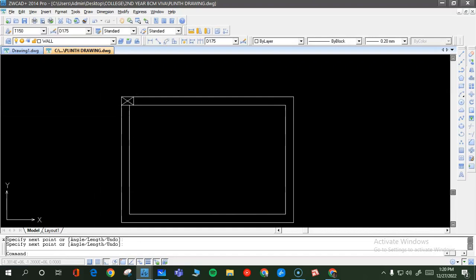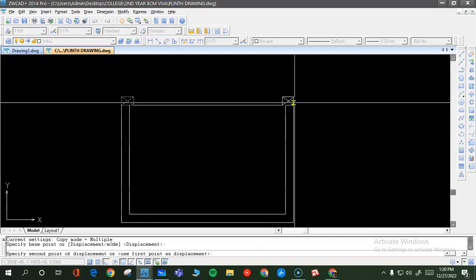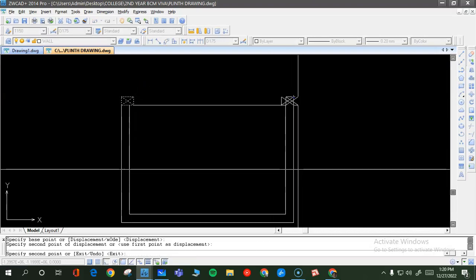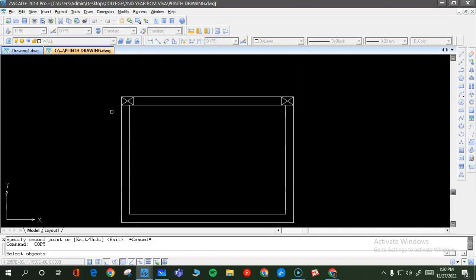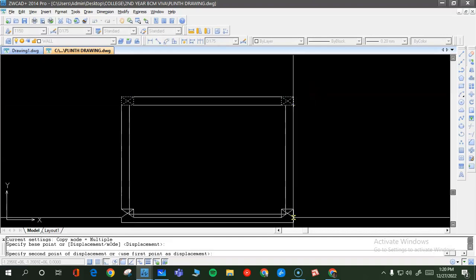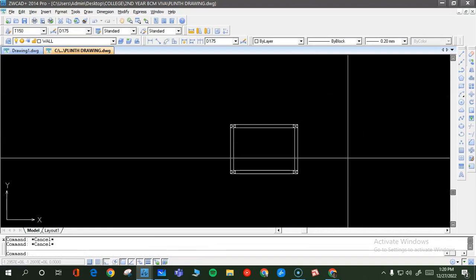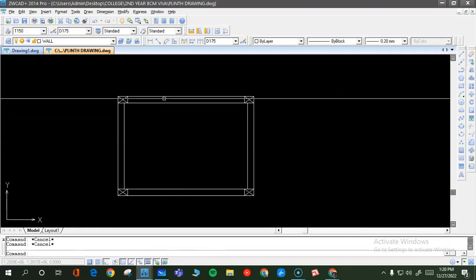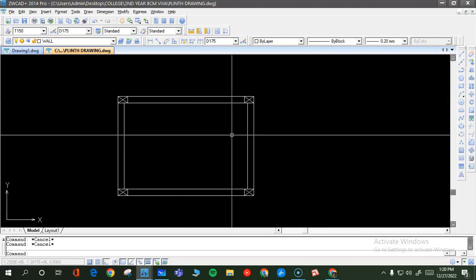As far as possible, try to draw them along the length like this as I have shown. So this is column number 1, this is column number 2, then there will be similar 2 more columns on this side. So you will have these 4 columns here. The wall thickness, as I told you, is 230.